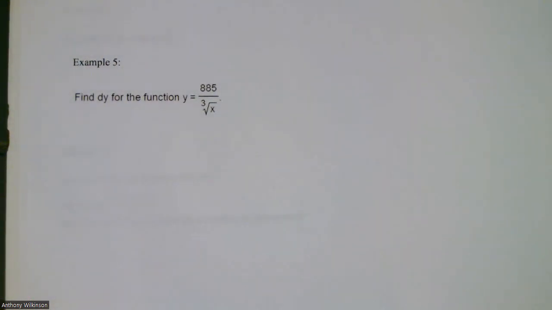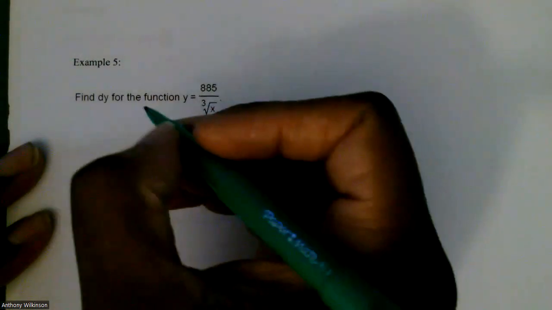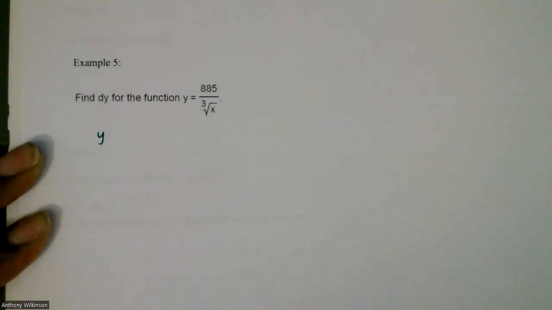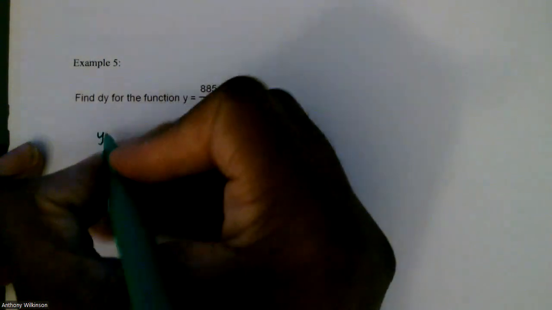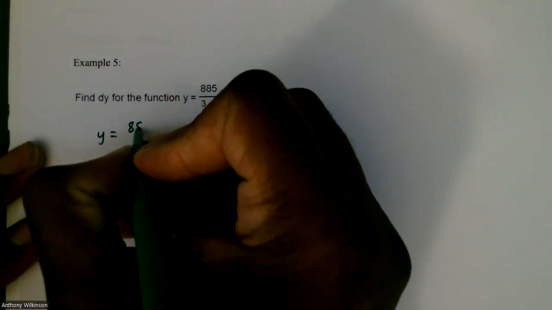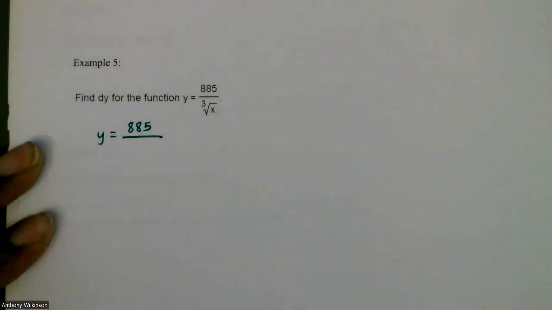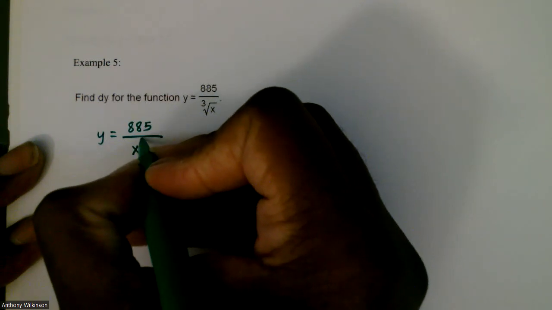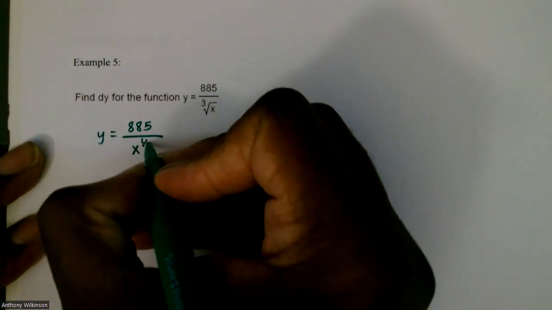All right, here's another example. Let's say we had this. We want to find dy for the function y equals 885 divided by the cube root of x. Now I'm going to rewrite this using positive exponents here, and I'm going to rewrite the cube root of x in exponential form. The cube root of x, we write the x down. The exponent for the x is 1. That would be your numerator. Your index of 3 will be your denominator.